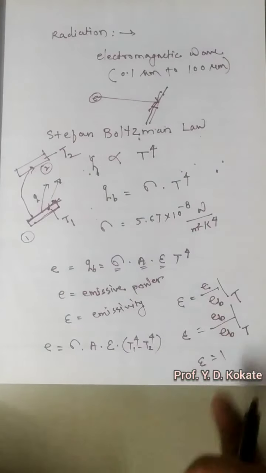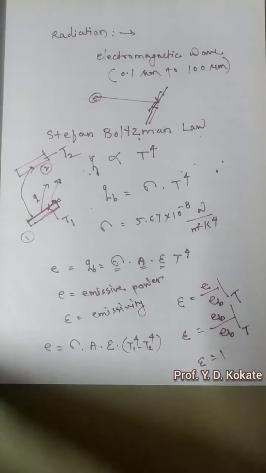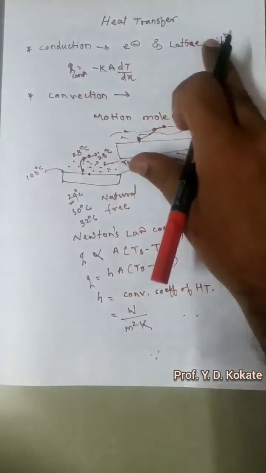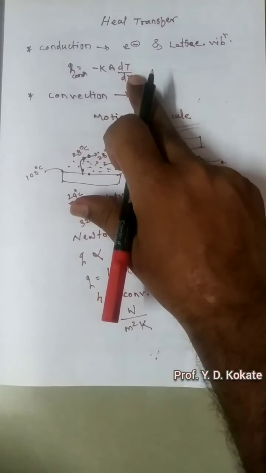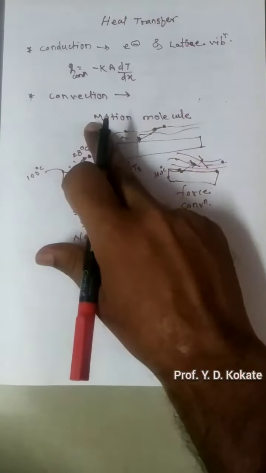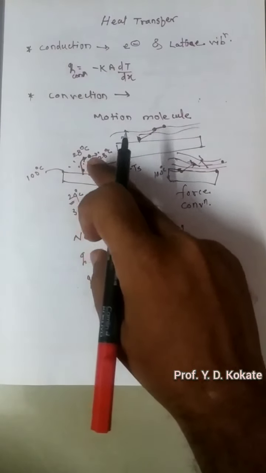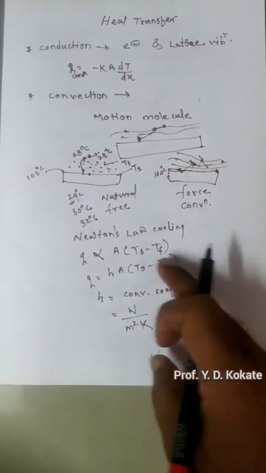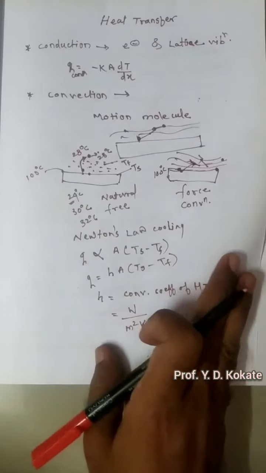So if we conclude this session, we have three modes of heat transfer. That is conduction, which is by the virtue of free electrons and lattice vibration, governed by Fourier's law, which is Q equal to minus kA dT by dx. The second mode of heat transfer is convection, which is by the virtue of motion of molecules. That means heat is transferred by actual motion of the molecules from one place to another place. It is governed by Newton's law of cooling, which is Q equal to hA delta T.